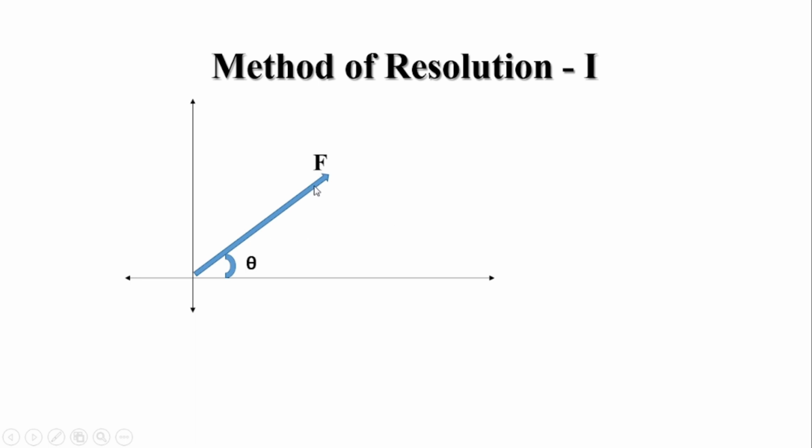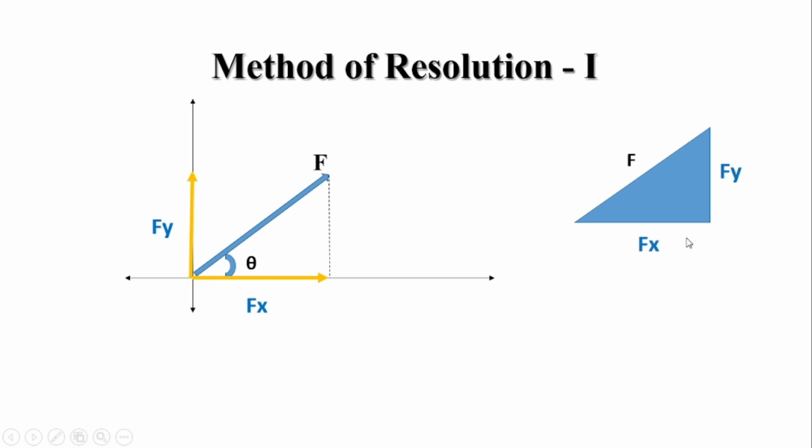To find the resolution, first we will draw a perpendicular from this point to the x-axis. Then this component becomes your horizontal component Fx and this component becomes your vertical component Fy. The length of this component is the same. So we will consider this triangle for the resolution. F is the hypotenuse, this base is equal to Fx, the height of this triangle is equal to Fy, and the included angle is theta.